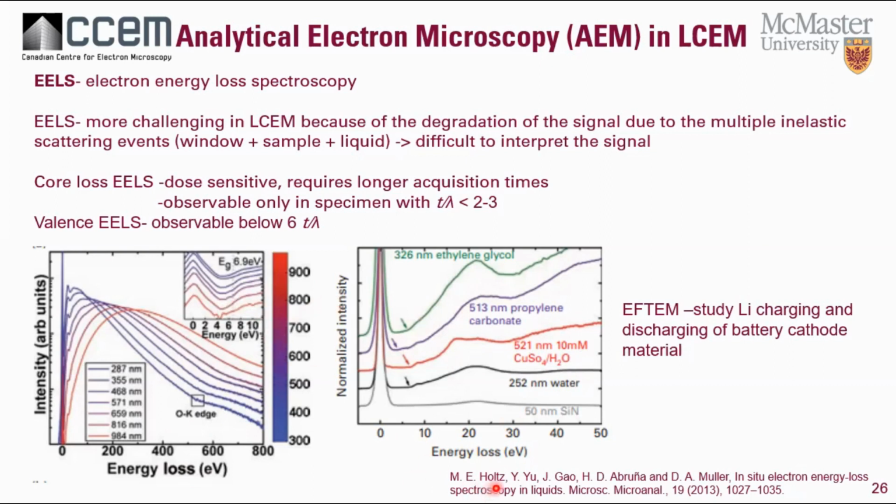Also, the guys from Mueller's group at Cornell did lots of measurements in yields for different liquids, and they found kind of similar results. So when we have thicknesses lower than those values, the core loss and the low loss yields spectra prove meaningful. The arrows here are pointing to the optical gap.